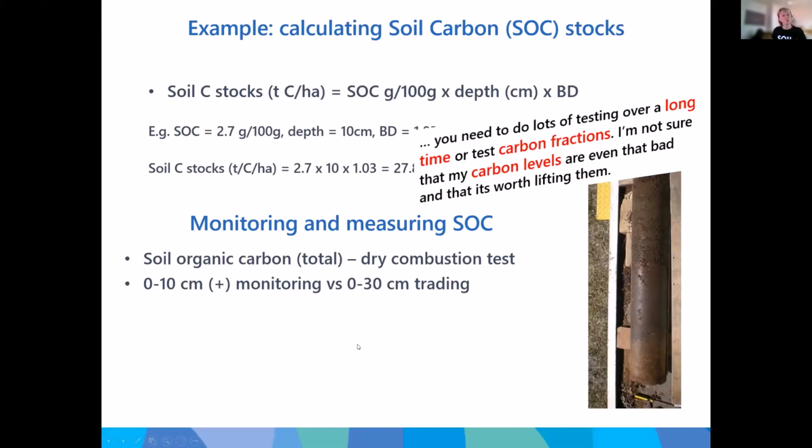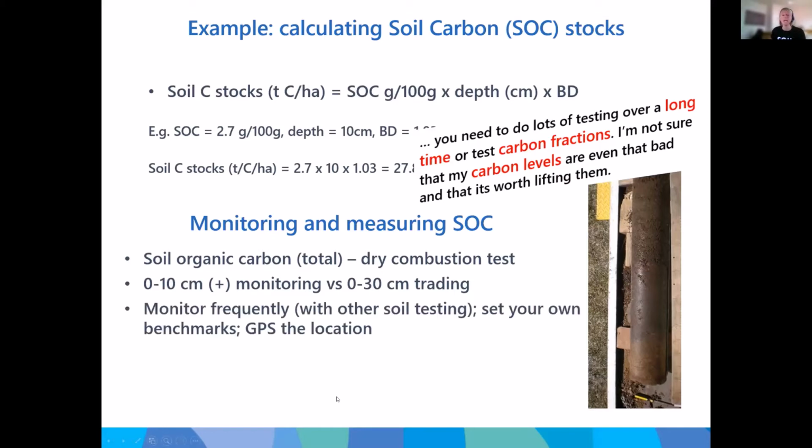For soil organic carbon trading, though, that's that 0 to 30 centimetres. And then if you're really keen, you can go 30 centimetres plus. That's an option. So monitor frequently. As I said, just throw that test on your request list for your other analysis that you're already getting. Set your own benchmarks, GPS the location. I think Jason touched on this as well. So monitor your own trends and try and unpack what's influencing soil organic carbon levels. It will bounce around a bit with season, but we certainly know that with some land management practices, despite the drought, we still get this increase in soil organic carbon. And if I get time at the end, I can show you an example of that.